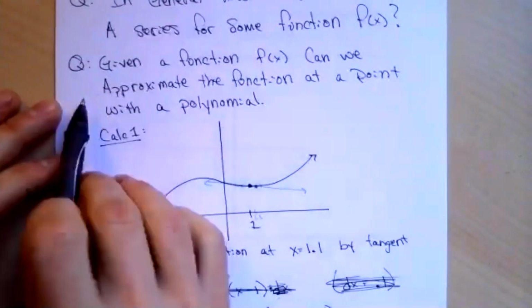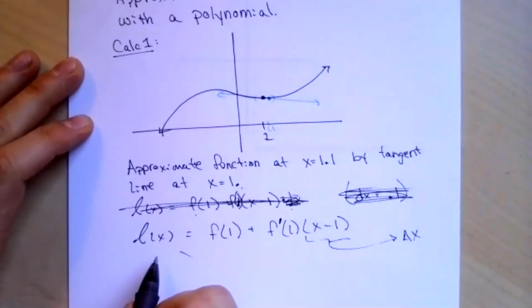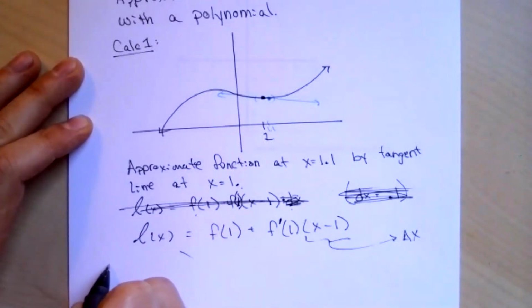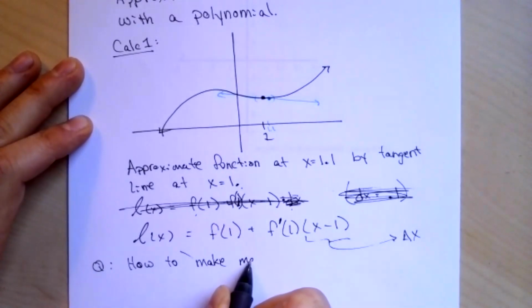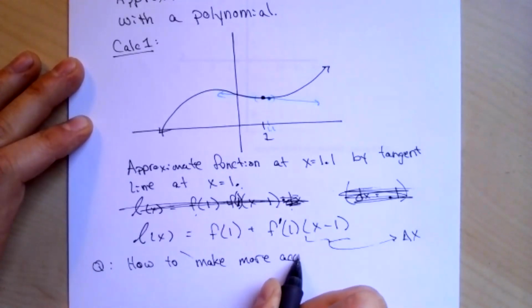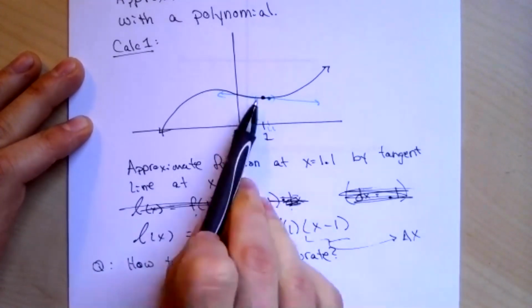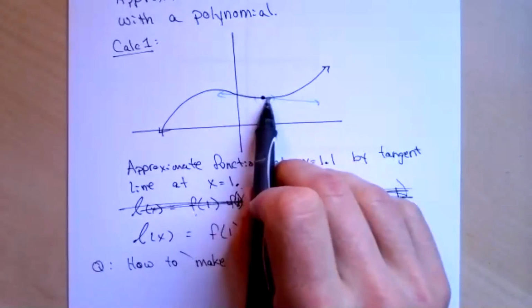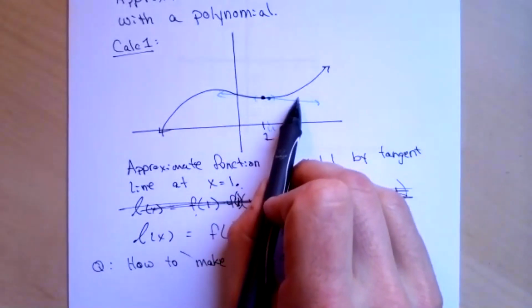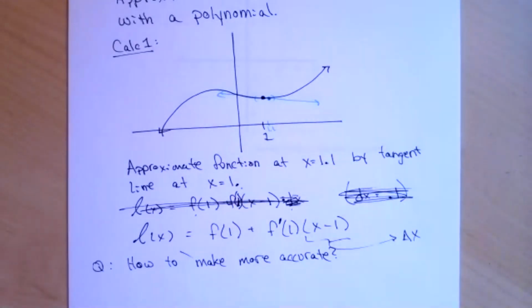And so the second question, what we could do is phrase as, can we become more accurate? We used a line, and as we know, the function isn't a line, so it's going to deviate away as we move further along the line. We're going to have a bigger amount of error. So can we make it more accurate?